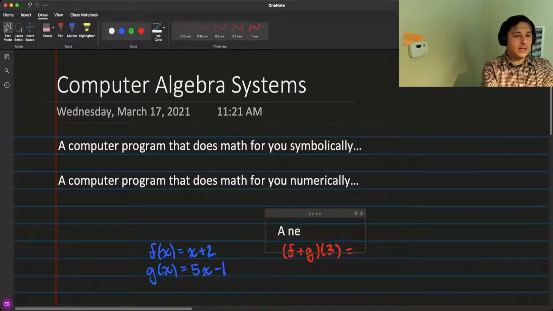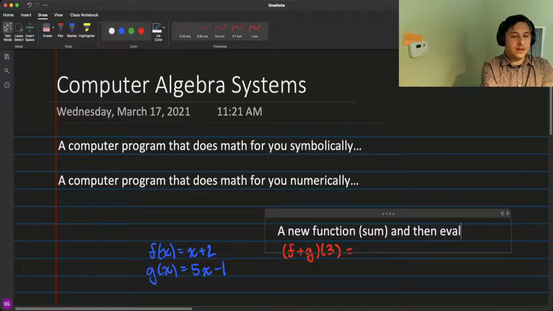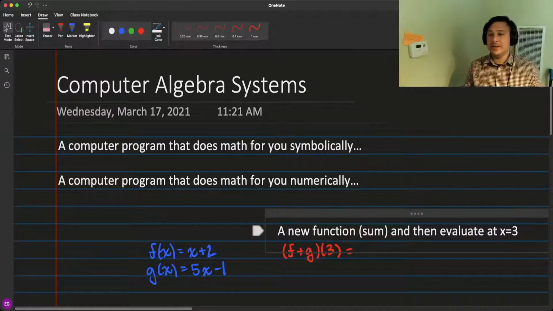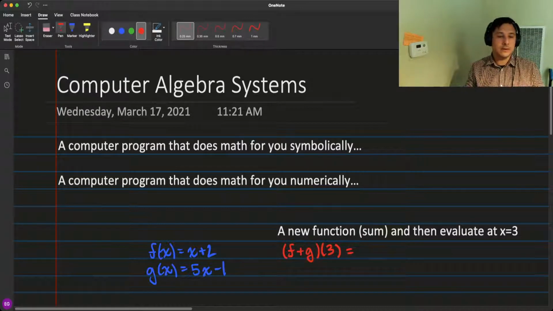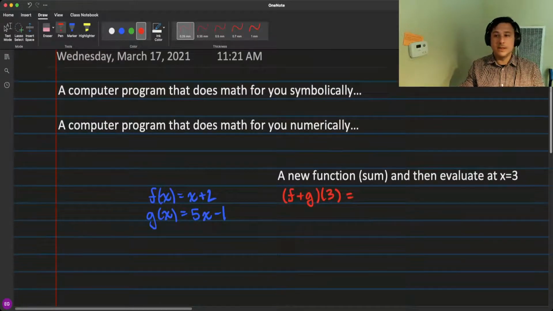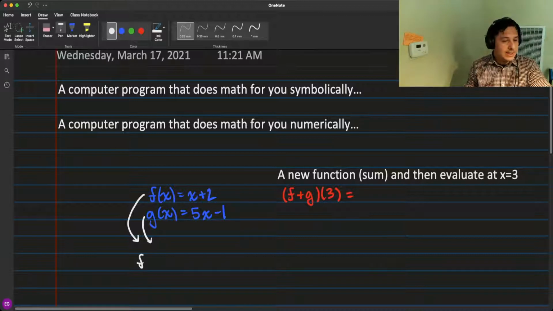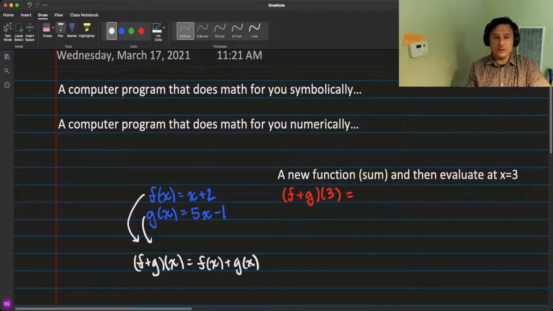So what we have here is a new function, the sum, and then evaluate at x equals 3. Okay, now there's several ways that you could go about this. To solve this problem symbolically, you would first take those two functions and figure out, well, what is this new function f plus g? So you'd say, oh, well, the new function f plus g is literally f of x plus g of x.